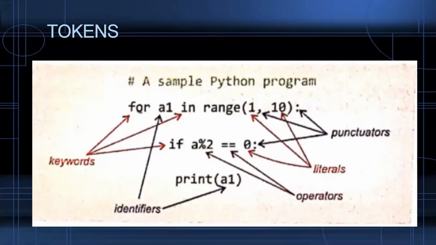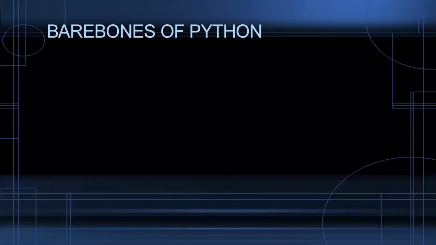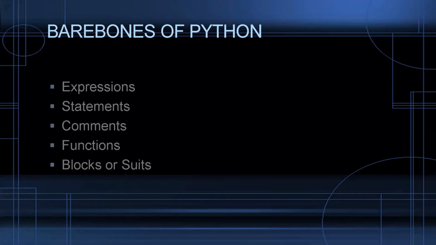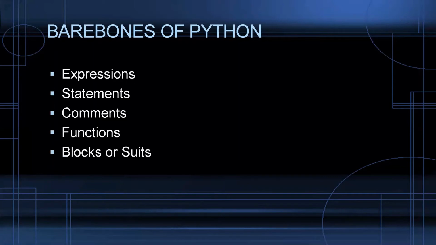So this was all about tokens. Now let's move to the next topic, that is Barebones of Python. A Python program may contain various elements such as expressions, statements, comments, functions, blocks, or suites. Let's talk about the basic structure of a Python program using this.